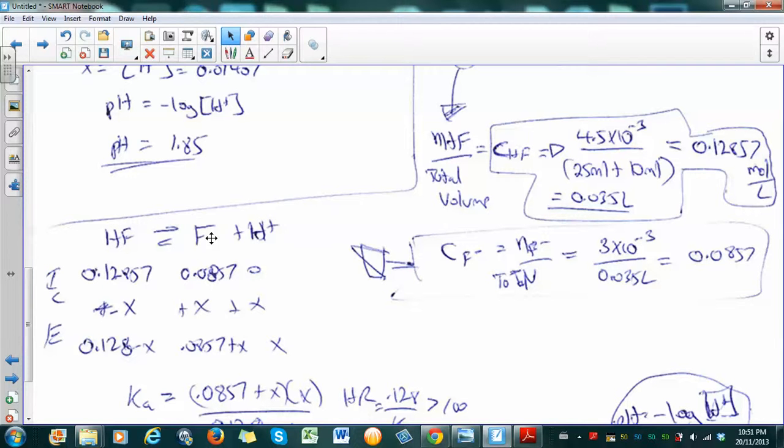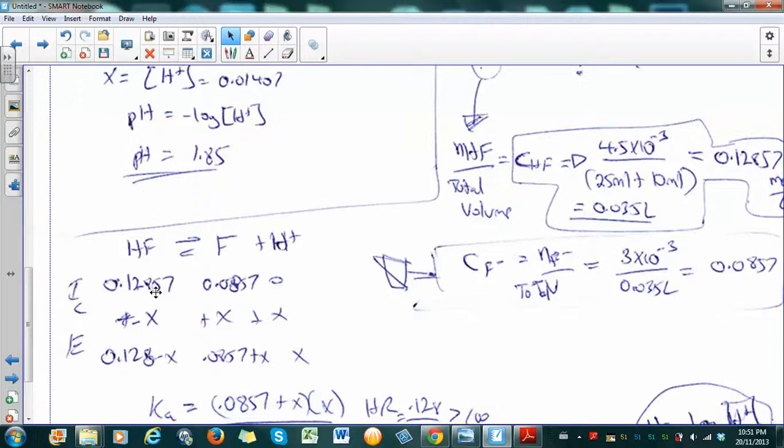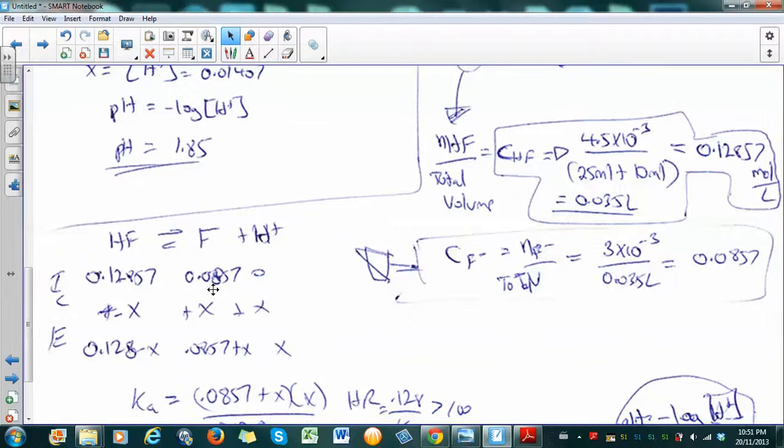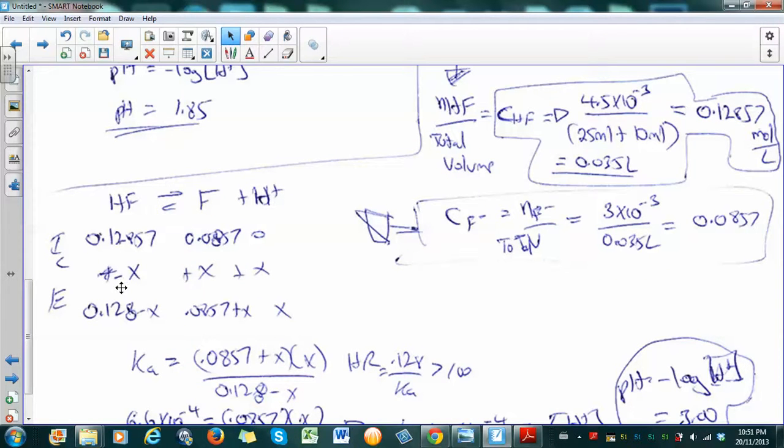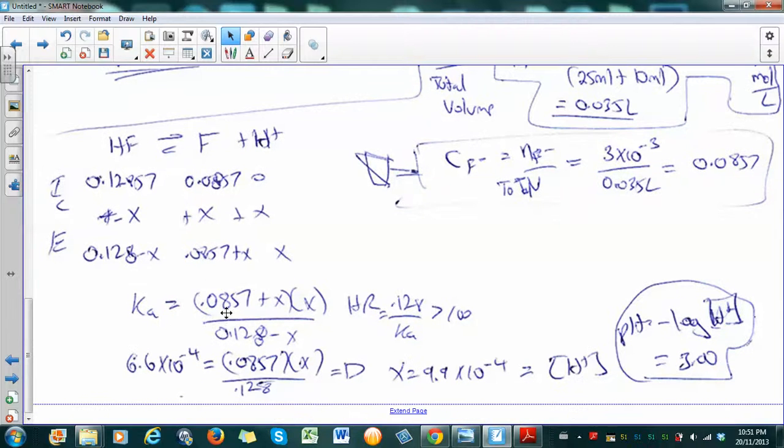So now we go over here, and we have basically the same ice table. HF goes to F minus and H plus. Initial is now these two numbers that I have here and here. Then you have minus x on 0.128, 0.0857 plus x, and x. Ka is equal to this times that over this number. With the 100 rule, you'll notice it's greater than 100, so it becomes 6.6 times 10 to the negative 4 equals 0.0857 over 0.128 times x. If you do that calculation, you should get x equal to 9.9 times 10 to the negative 4, which is the concentration of H plus, and pH is just negative log, which is 3.00.